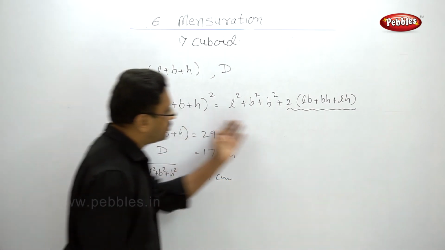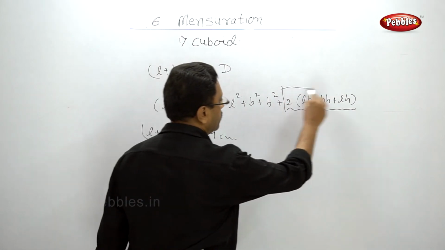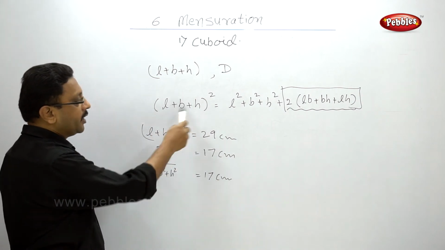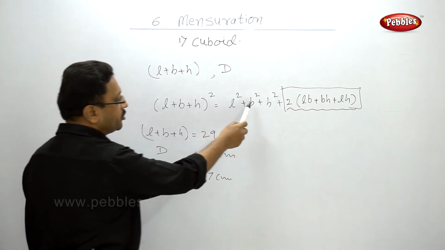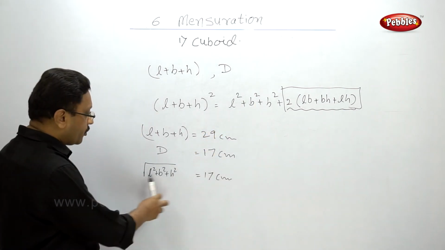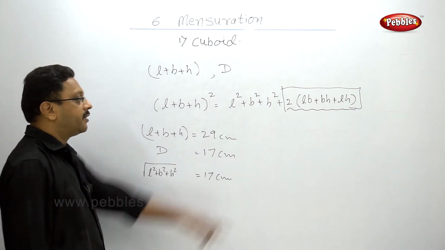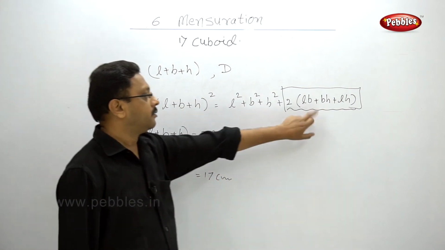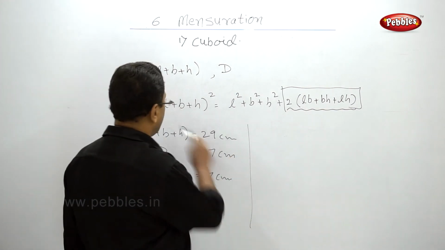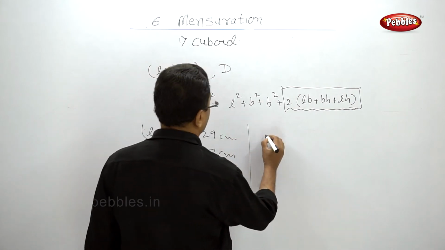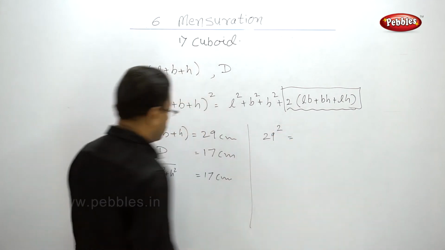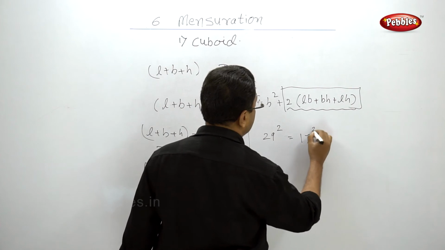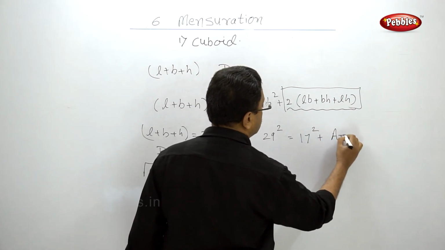Now let us go on substituting the values. L plus B plus H is already given as 29. So 29 square is equal to L square plus B square plus H square plus the total surface area. If you take the square of both sides, you will get this. So just substitute the values and you will get 29 square is equal to 17 square plus total surface area.